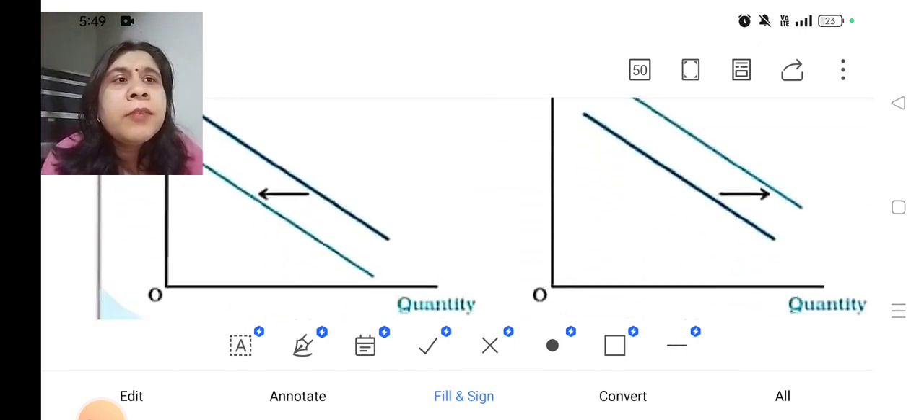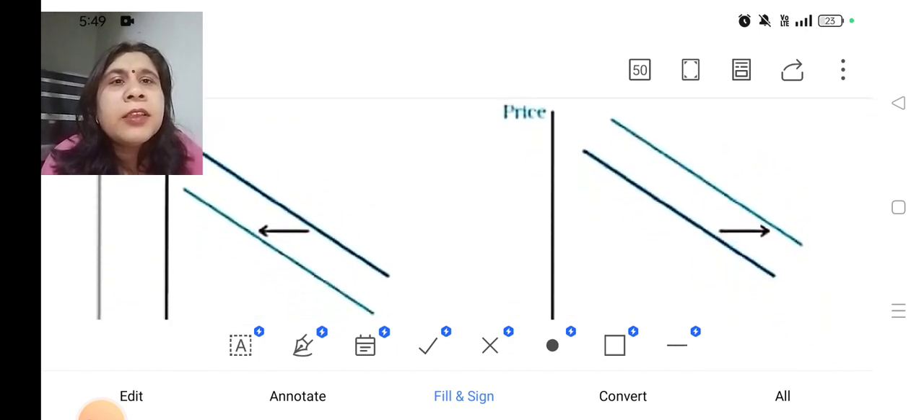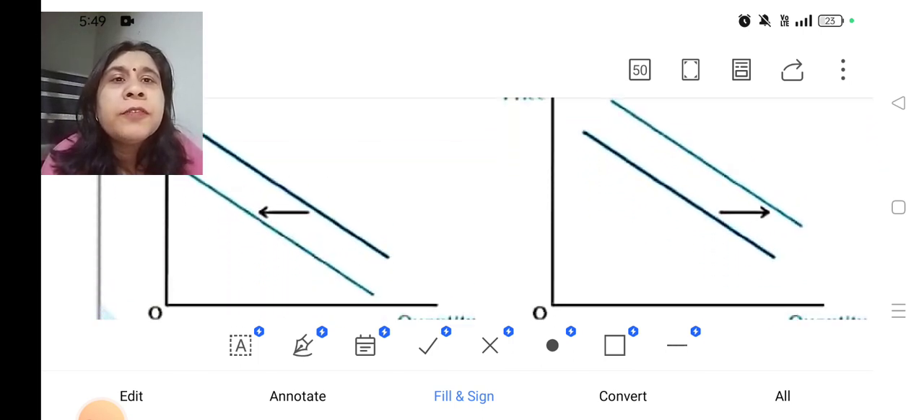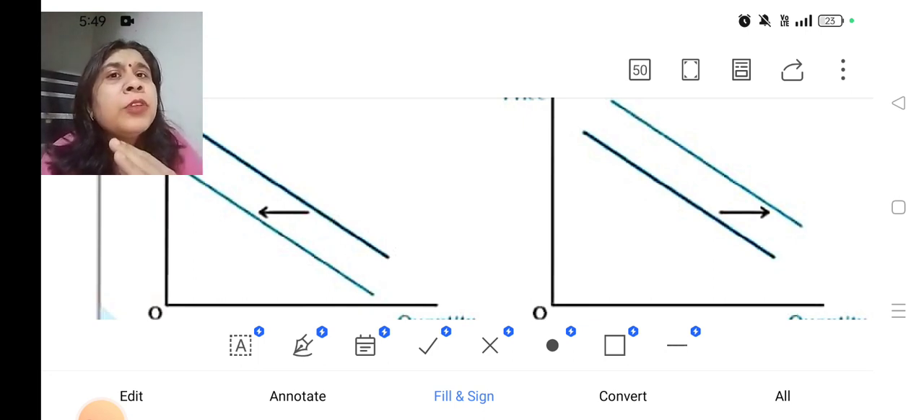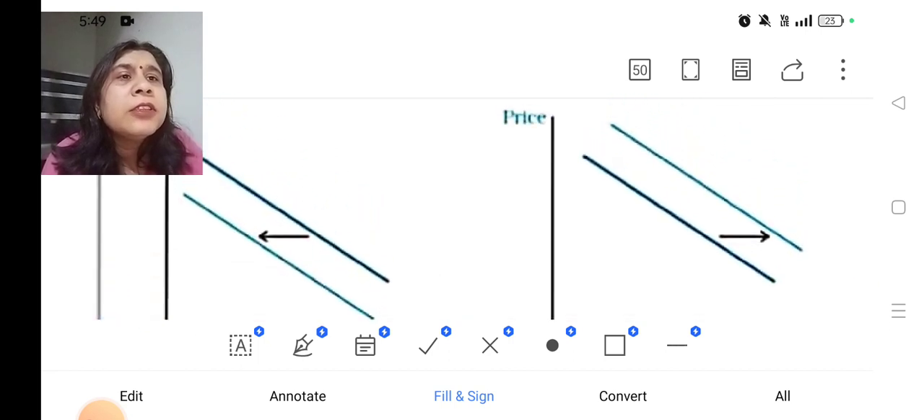See, look at this diagram. In Diagram A, we can see that price is not moving, price is remaining the same, but due to change in the other factors, the demand curve, which is bolded, you can just see this bolded demand curve has shifted leftward due to the other factors. And in the second figure, that is B part, this was the initial demand curve, but due to some other factors changing, not a change in the price, the demand curve has shifted rightward.